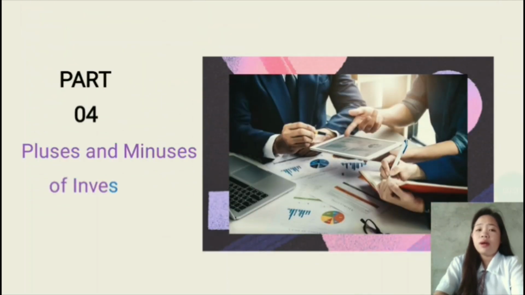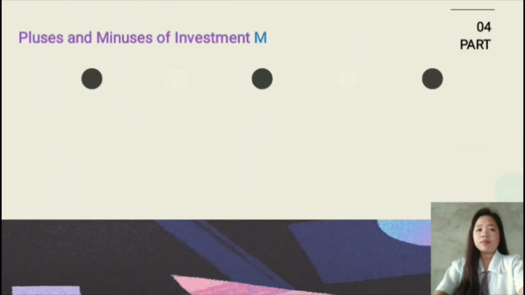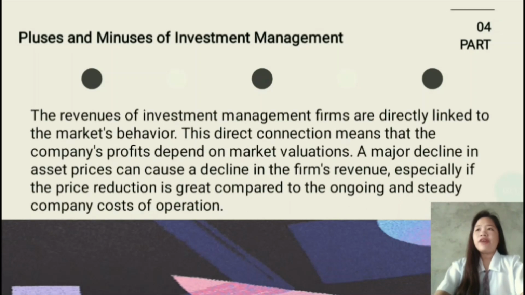Part 4. Pluses and minuses of investment management. The revenue of investment management firms is directly linked to the market's behavior. This direct connection means that the company's profit depends on market valuations. A major decline in asset prices can cause a decline in the firm's revenue, especially if the price reduction is great compared to the ongoing and steady company cost of operation. Also, clients may be impatient during hard times and bear markets. Even above average fund performance may not be able to sustain a client's portfolio.